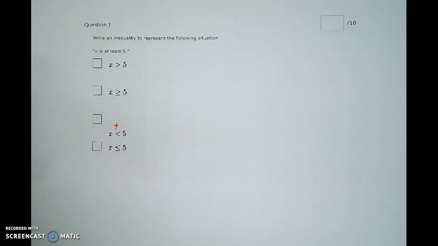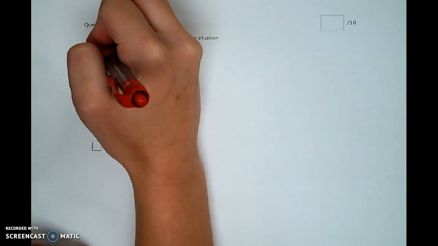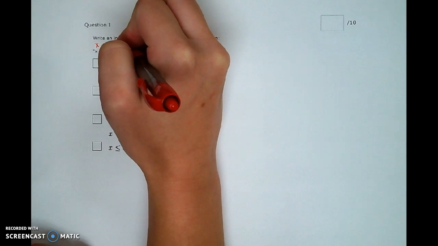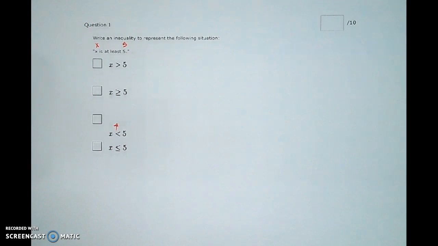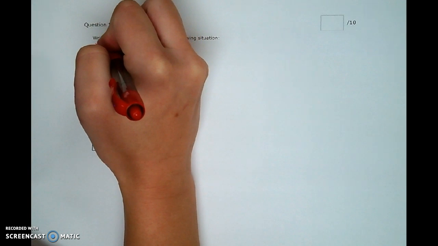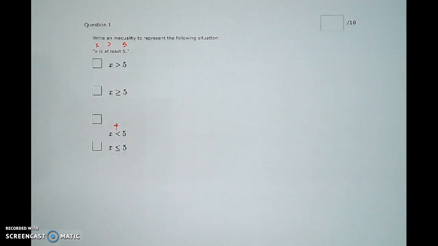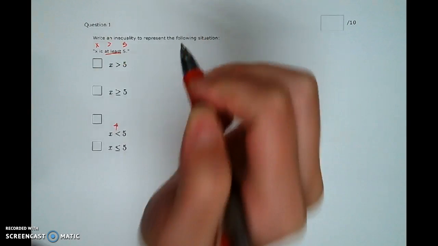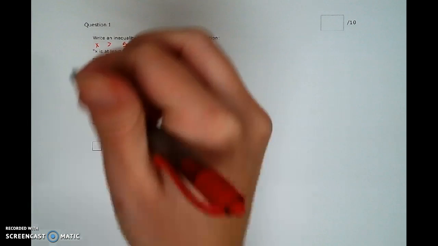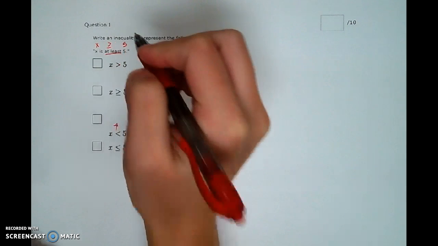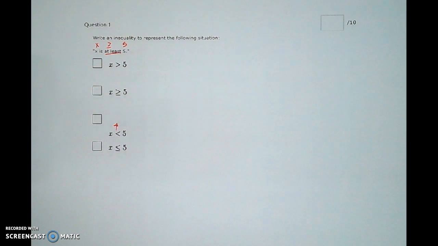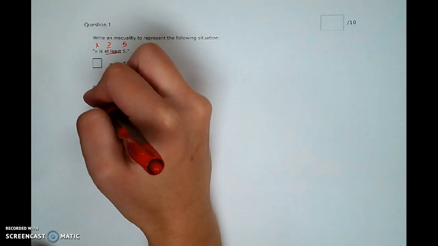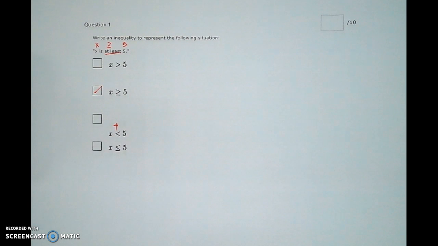So when we have this, we know we have X and we have 5. Then we have at least, so that means that X has to be greater than. But if X is greater than 5, then if it's at least, does that mean that X can be 5? It does, so we would want to make that greater than or equal to 5. So our answer here would be that one.